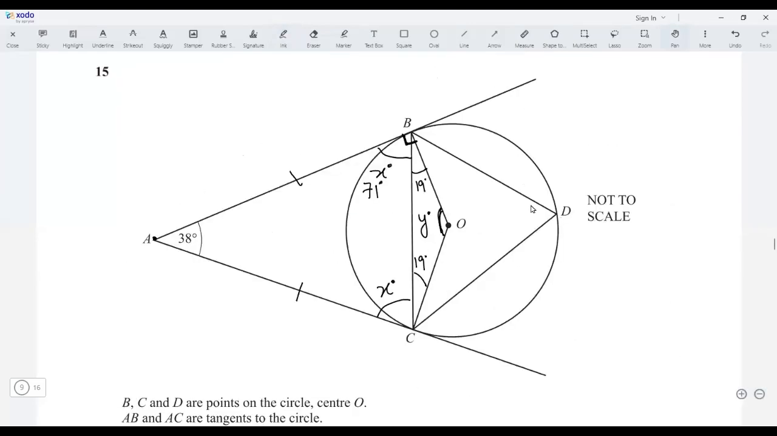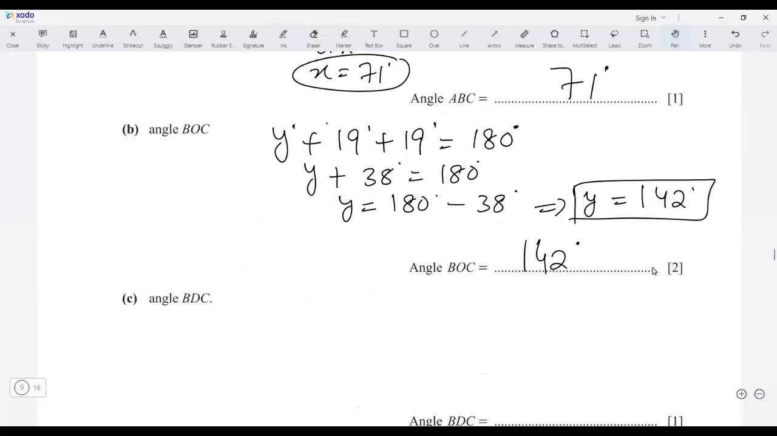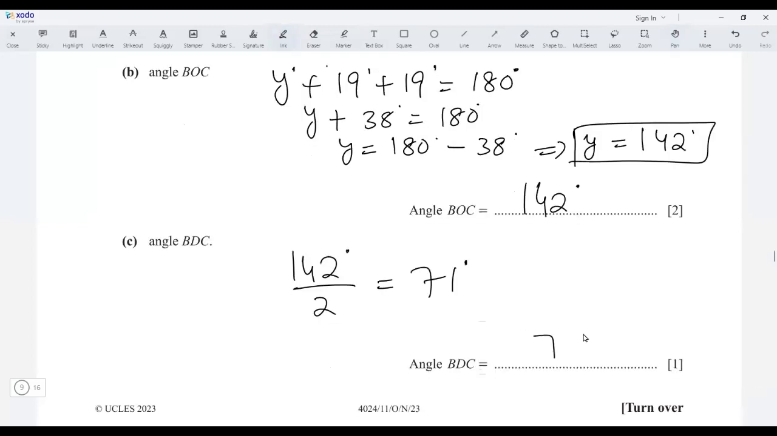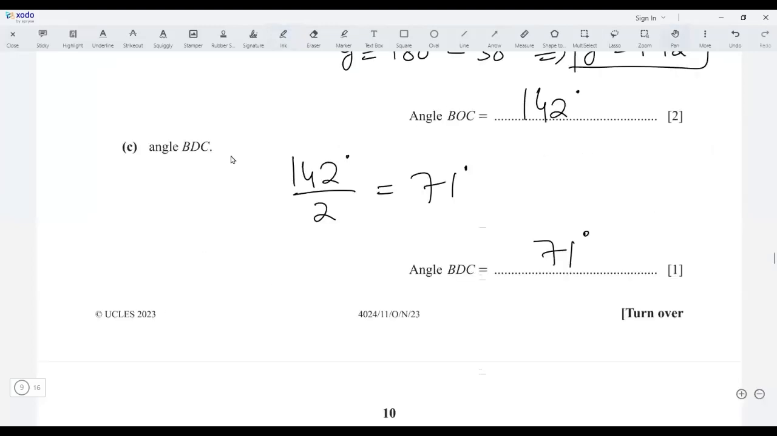Now the third property we have to apply in the same type of question, because the angle at the center is twice the angle at the circumference. So we know angle y, so we have to divide it by 2. Angle y is 142 as we found. So we divide it by 2. We again get 71 degrees. So 71 degrees will be the answer for angle BDC. So I hope you understand. So moving on to the next question. If you have any queries, do let me know.